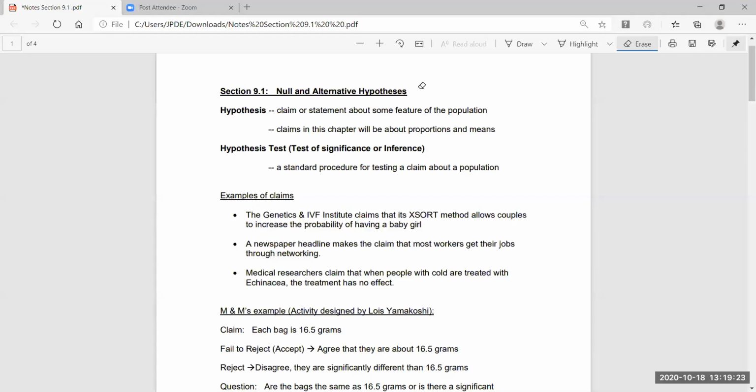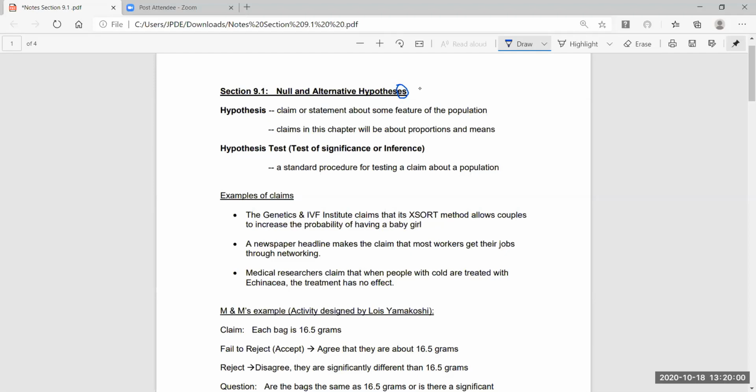As you can see, I have the notes sheet pulled up for section 9.1. You should have that out taking notes as you're viewing the video. We will not be using the calculator today. We'll get into that when we get to section 9.5. So you can see section 9.1 is called null and alternative hypotheses. And that word hypotheses is the plural of hypothesis. So we're going to be writing hypothesis statements.